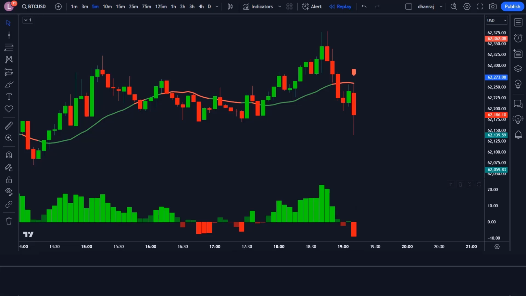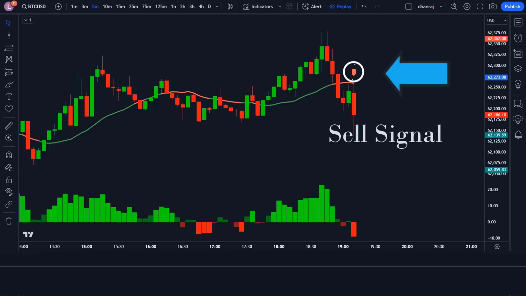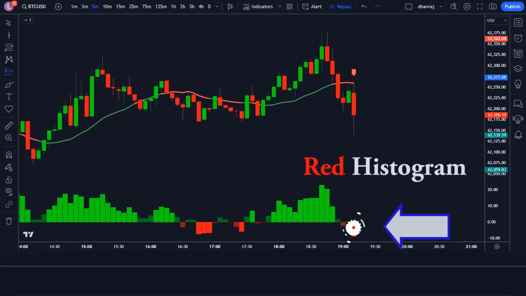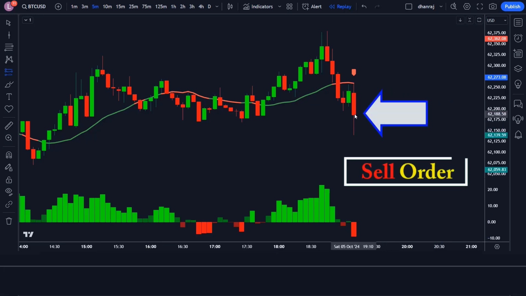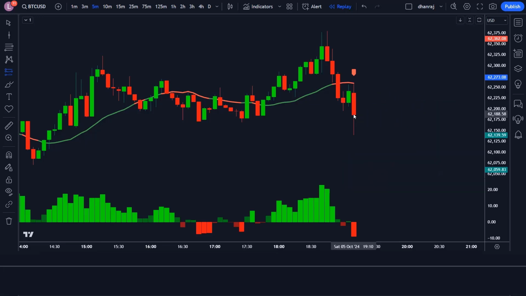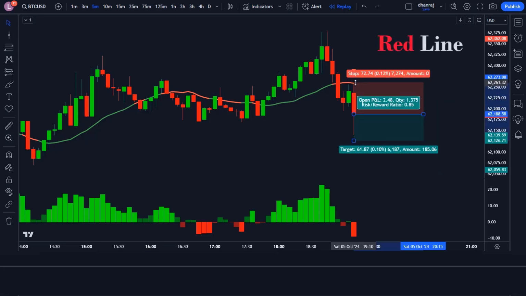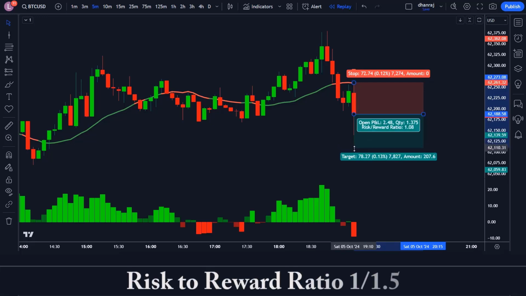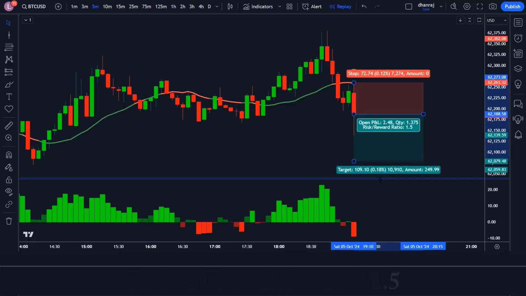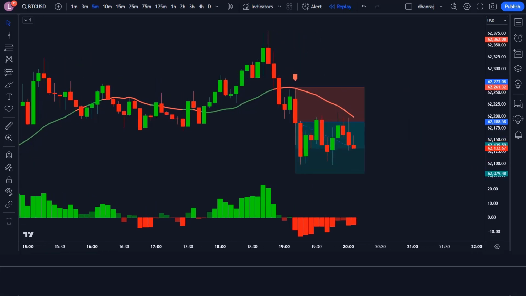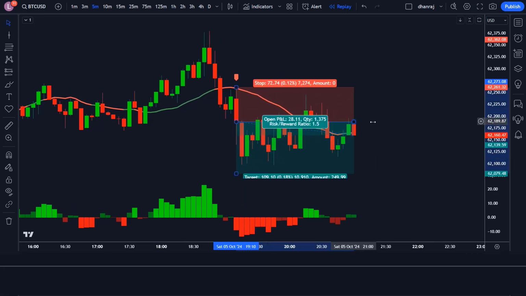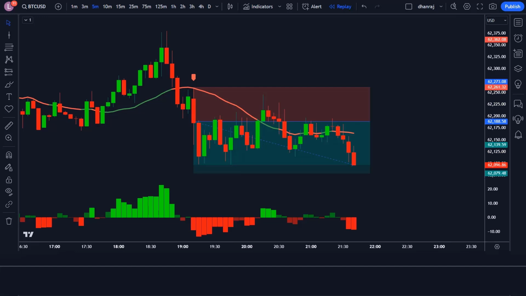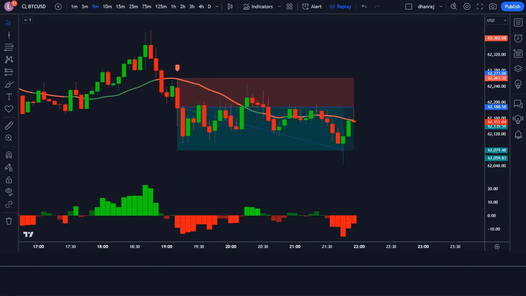We have got the signal. Here the logical trading indicator gives us a sell signal. Here the ADX histogram with DI lines indicator shows a red histogram. When the market forms a bearish candle, if this condition is fulfilled, then we will place a sell order. Our stop loss is to be placed at the red line. And the risk to reward ratio will be 1:1.5. Let's see what happens to our trade. Our trade is running in profit. We have won the trade. Let's find the next trade.